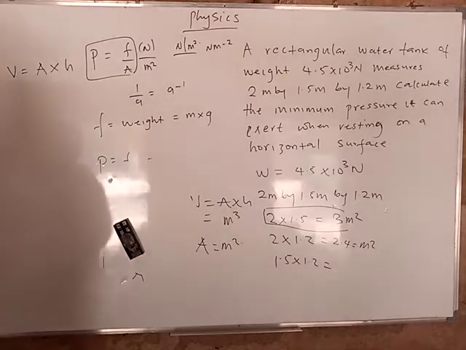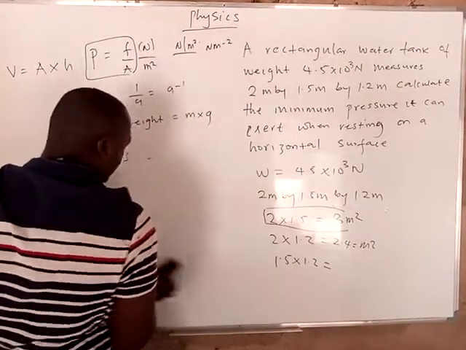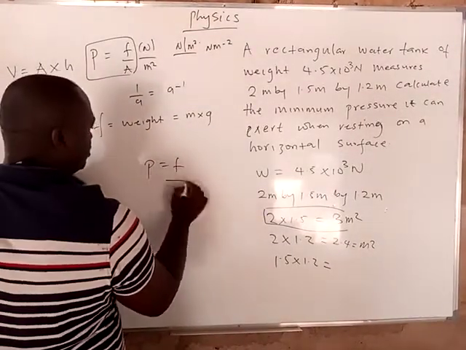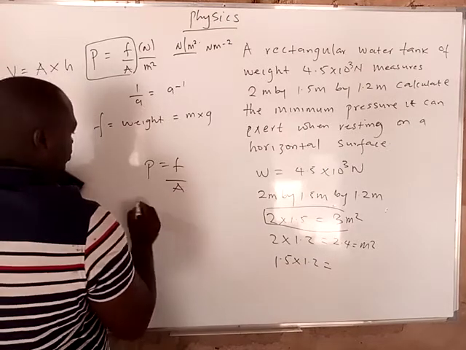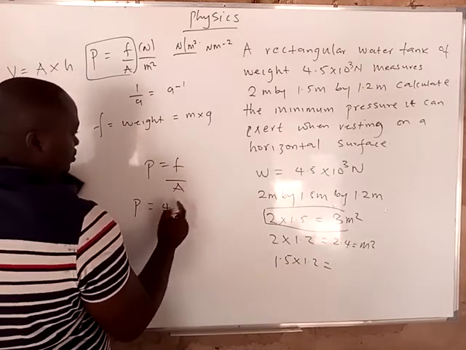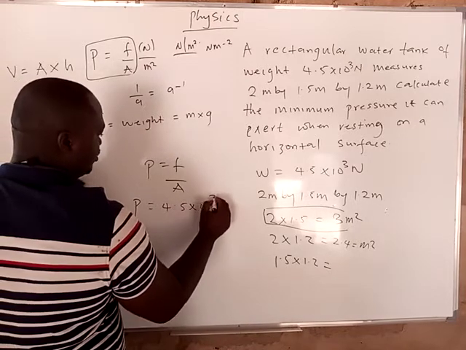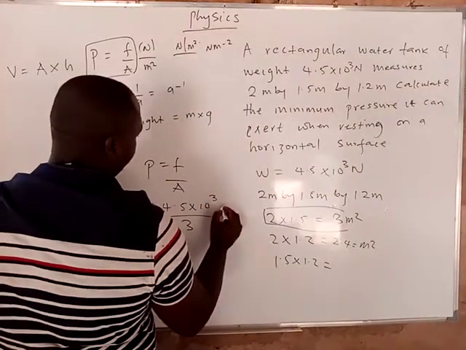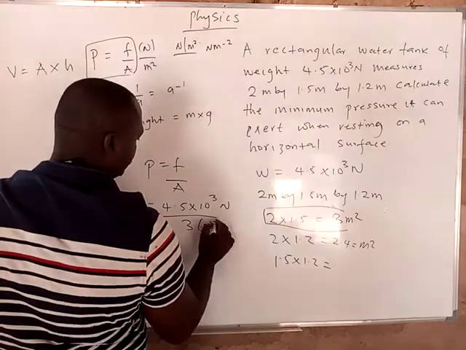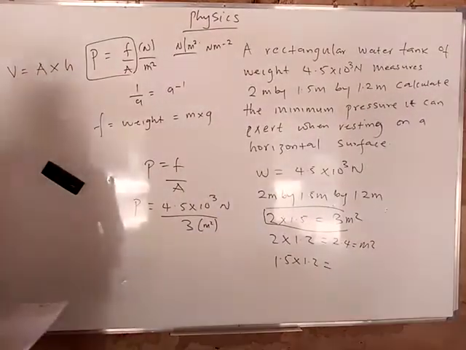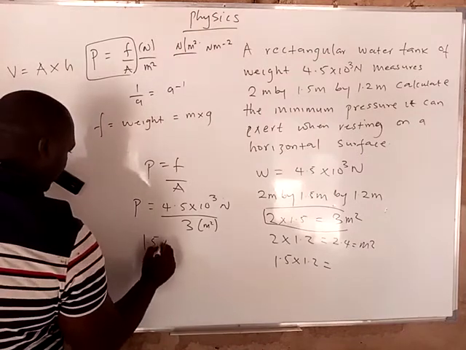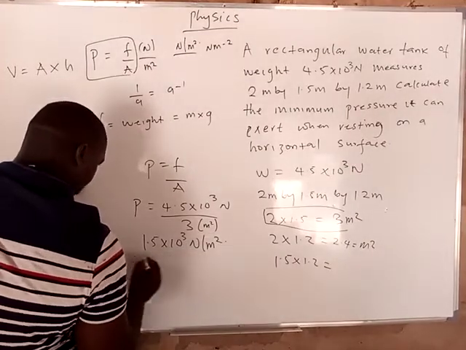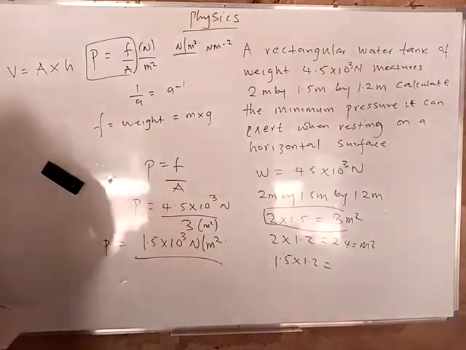Now, we have weight and we now have our area. Remember that pressure is force all over area, and the force is equal to the weight. So we have 4.5 times 10 raised to the power of 3 all over our area, which is 3. Remember, this is measured in newtons and this in meter square. If you divide, you should get 1.5 times 10 raised to the power of 3 newton per meter square. Remember that's the unit of pressure. Very important.